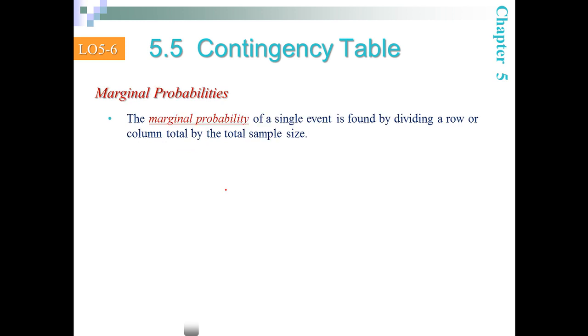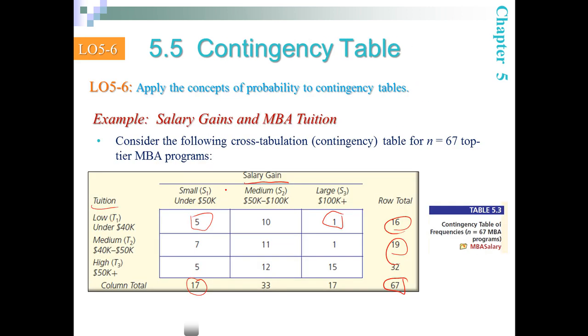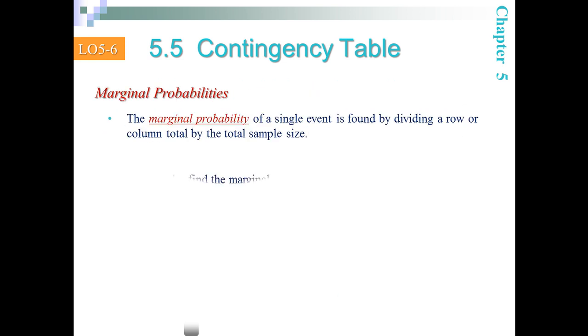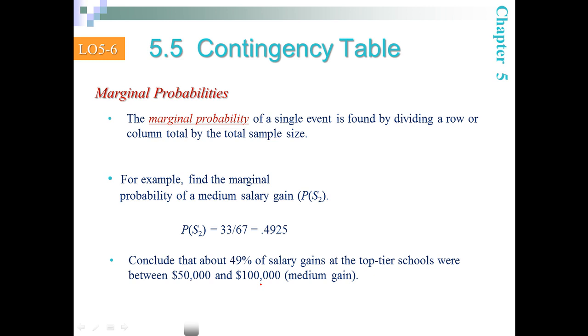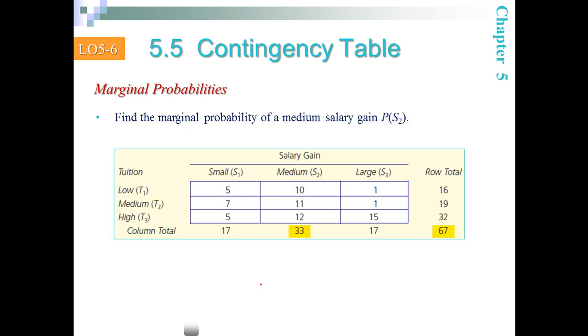So first of all, we're going to talk about the marginal probability for each of these variables, and that's found just by dividing the row or the column total by the sample size. For example, if we want to know the marginal probability of a medium salary gain S2, all we have to do is come back up here and look at this and say S2 has 33, so 33 out of the 67 are medium salary increase, so that's about 49%. So we can conclude about 49% of top tier schools have an increase in salary between $50,000 and $100,000.